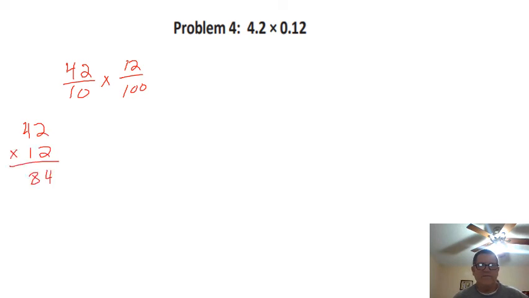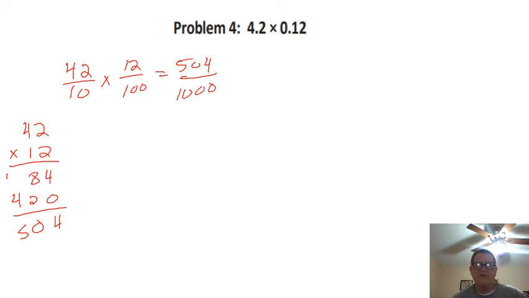All right, here's our last one. So for the last one, let's do both of them again. Here's 42 tenths times 12 100ths. So I'm going to come over here, 42 times 12, and that's going to be 4, 8, 0, 2, and 4, and that's 4, 10, carry 1, and 5. So we have 504, and 10 times 100 is 1,000. So we have 504 thousandths.